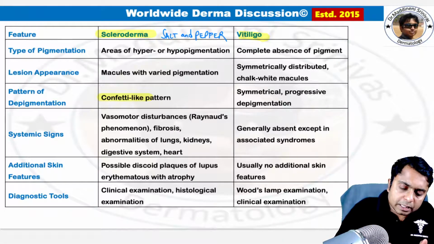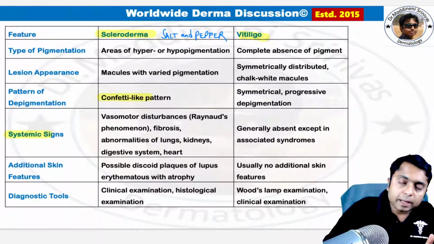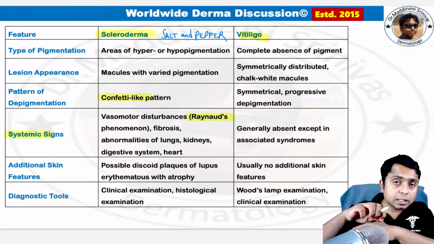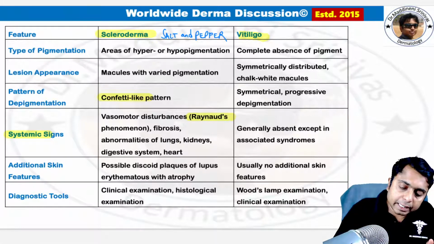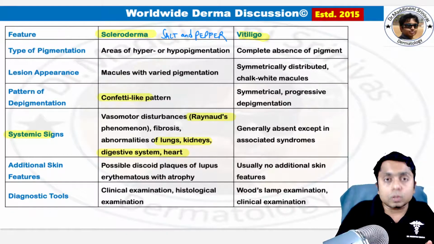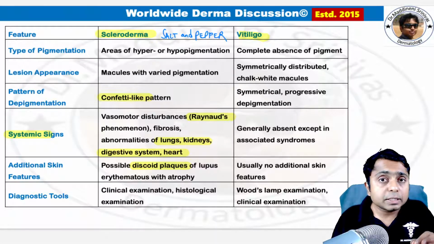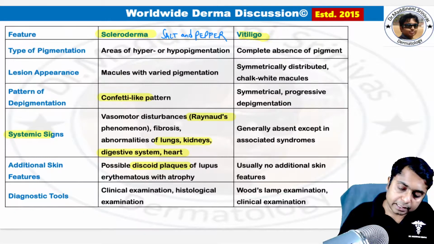And you need to remember that there will be systemic signs in scleroderma patients. I hope all of you know, it's also called systemic sclerosis. So there will be Raynaud's phenomenon. There will be fibrosis, so skin of these patients is not going to be easily pinchable. And there can be fibrosis of the lungs, kidneys, and other systems also, which is important. And these individuals also may have possible discoid plaques which will have central atrophic changes.